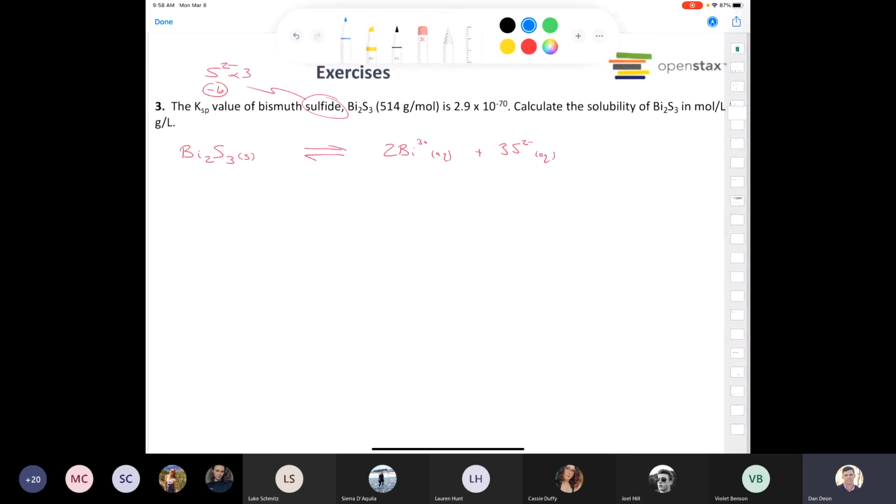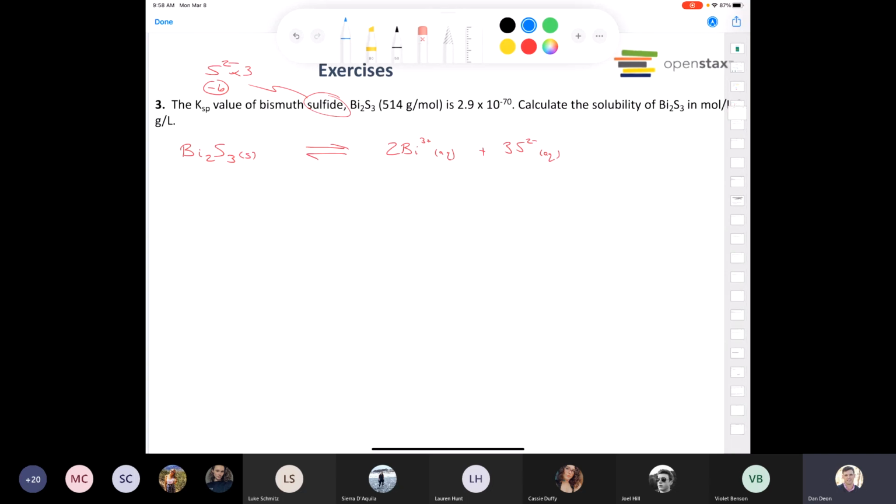Anyhow, so we have bismuth sulfide, and we produce 2 bismuth 3 plus ions and 3 sulfide ions. Initially, we're going to start out with a certain amount of our bismuth sulfide. I'm just going to call it X. You don't have to call it anything really, because the solid isn't going to come into play in our KSP expression. But we'll just say initially we have none of these, and then there's going to be some kind of change where we're going to lose some of that. We're going to form 2 moles of this and 3 moles of that.